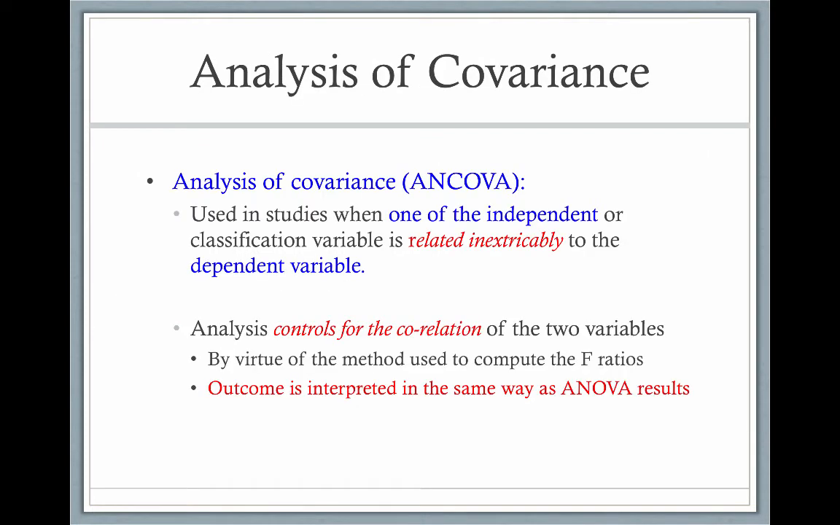An analysis of covariance is used in studies when one of the independent or classification variables is related inextricably to the dependent variable. The analysis controls for the correlation of the two variables. The outcome is interpreted the same way as the ANOVA results, but this is different when one of the independent variables is related to the dependent variable. So think covariance, they vary together.